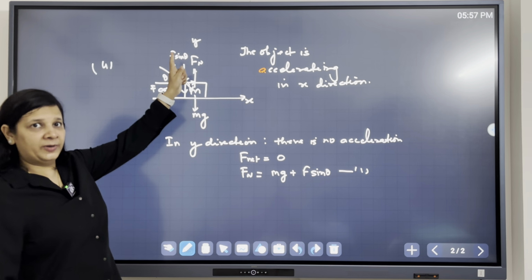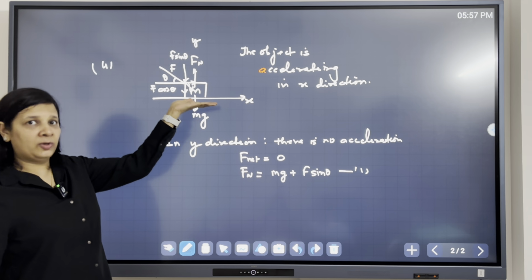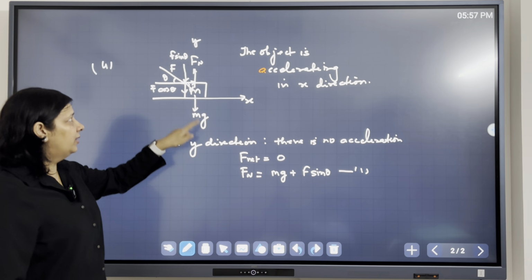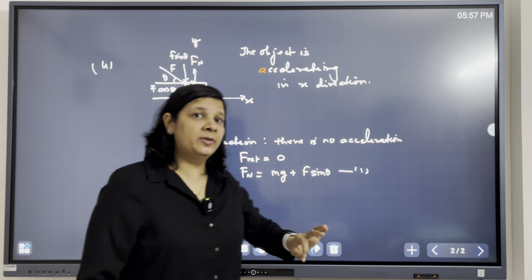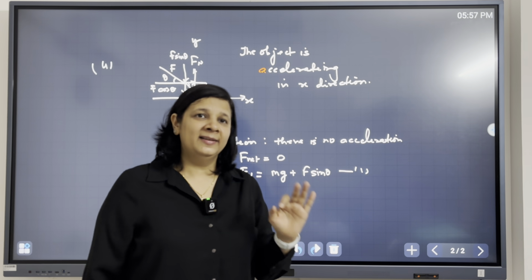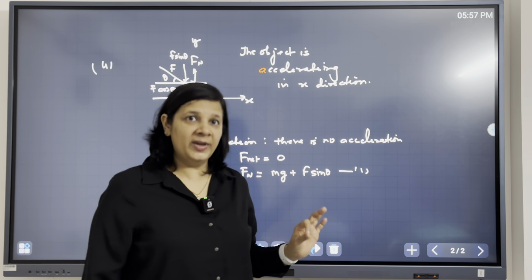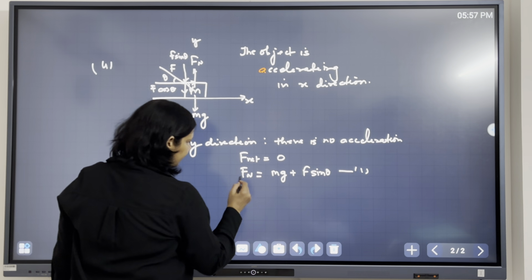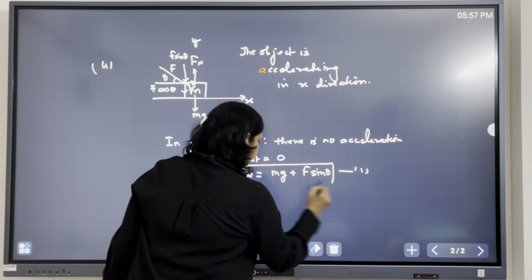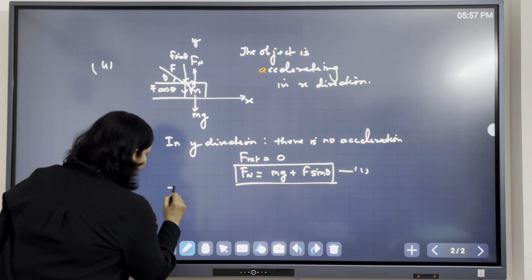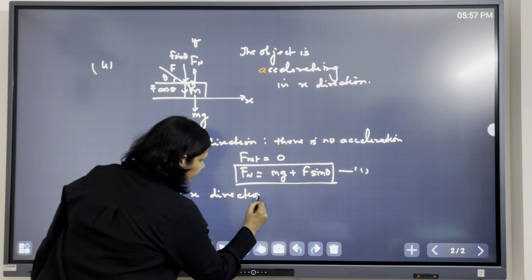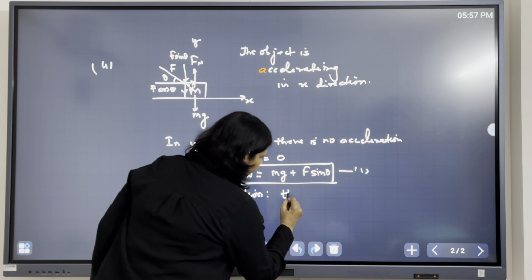Normal force is the upward force which the table is putting on the object, right, and its gravitational weight is acting downward, and there is another component of the force in the vertical direction, that is F sin theta. So we have to include that, mg plus F sin theta, okay, and in x direction there is acceleration.